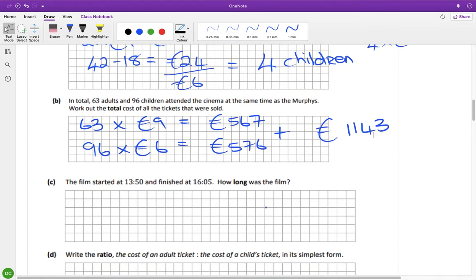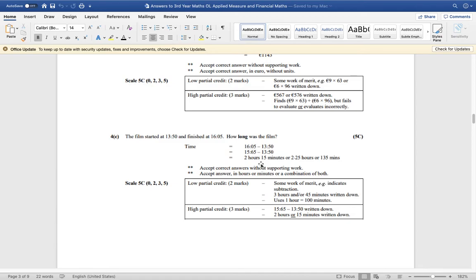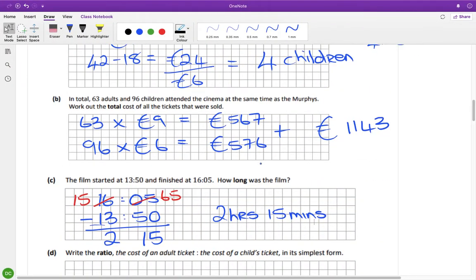Film started at 13:50 and ended at 16:05. How long was it? Now, these ones you can just add up the hours if you want. I'm going to do it the proper maths way. So you can't take 50 minutes from 5, so you need to borrow an hour. So this goes down to 15, and this I'm going to add 62, so it becomes 65. 65 minus 50 is 15, and 15 minus 13 is 2. So it's 2 hours, 15 minutes long.